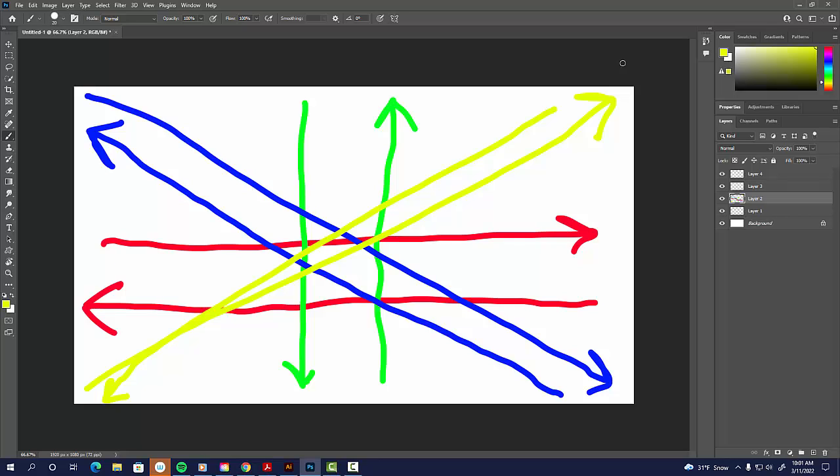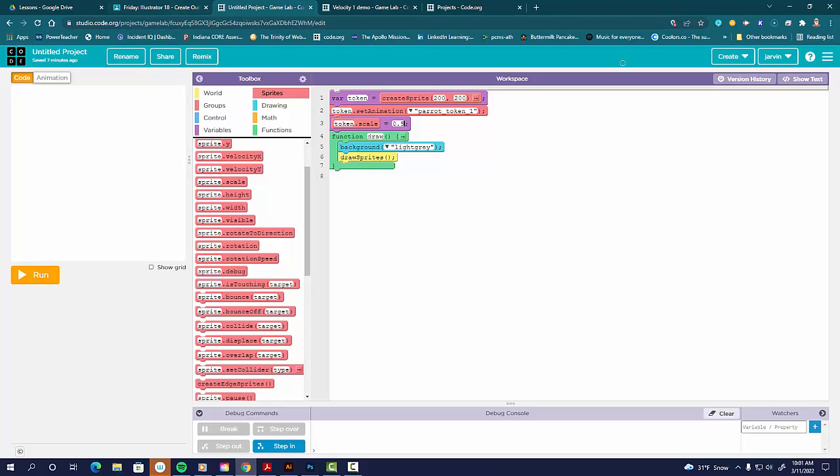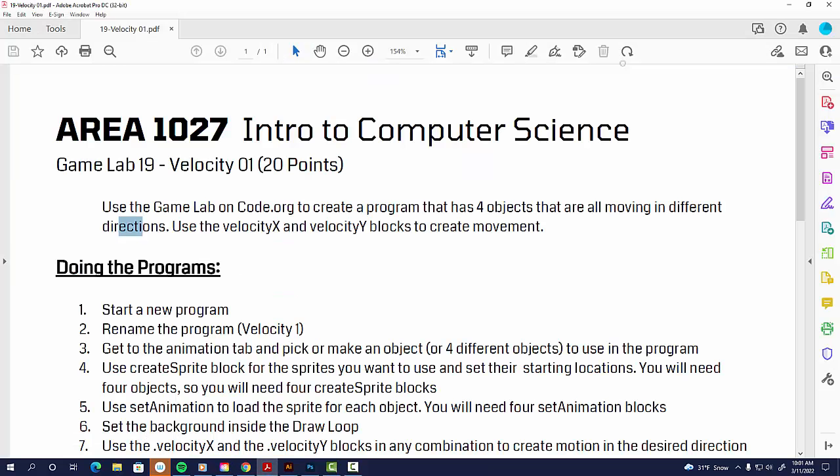And so I'm going to show you a little bit about how you can create movement in different ways. Go up, down, right, left, diagonal movement. By using this velocity block, you can do it, and you're going to have one program with 4 objects that are all moving in different directions. All right, so let's look at some other things. Let's go back to the handout for a minute.